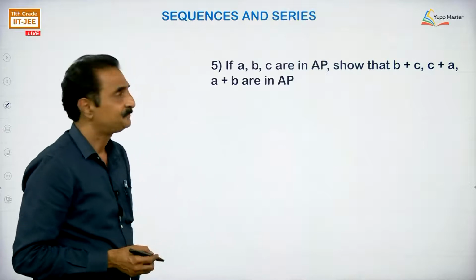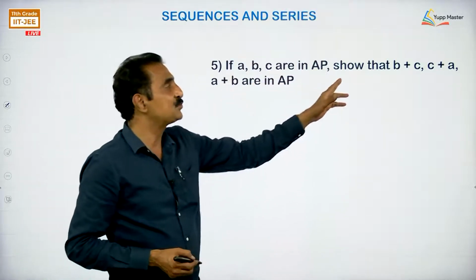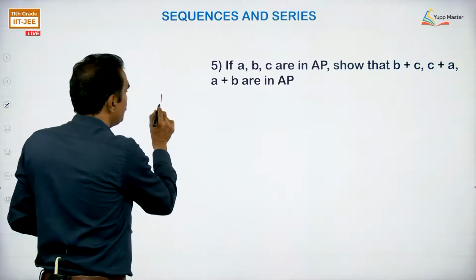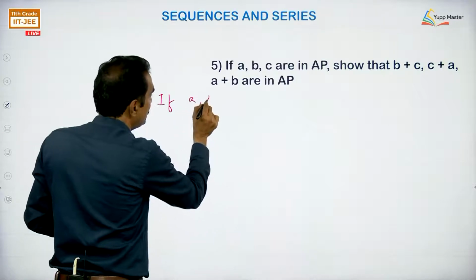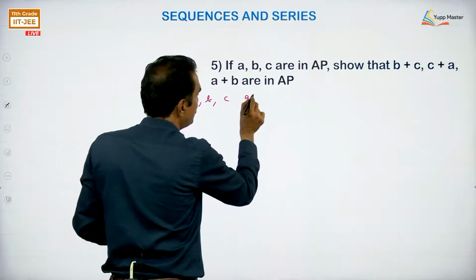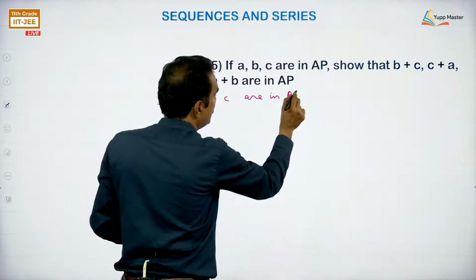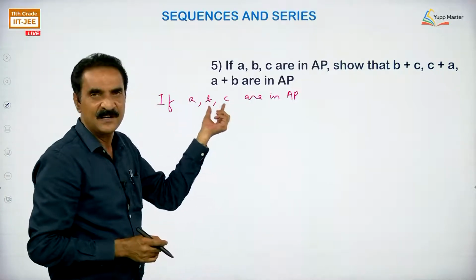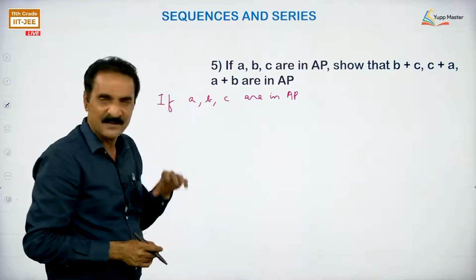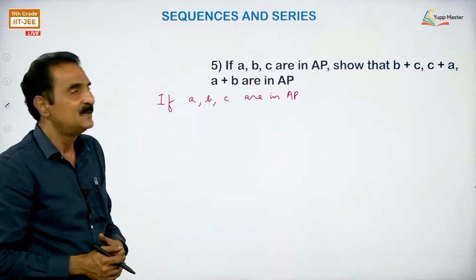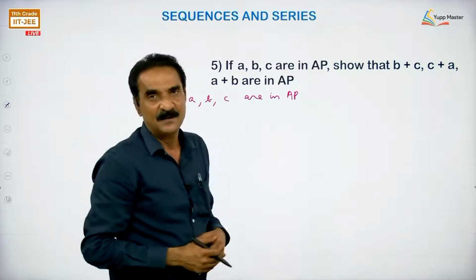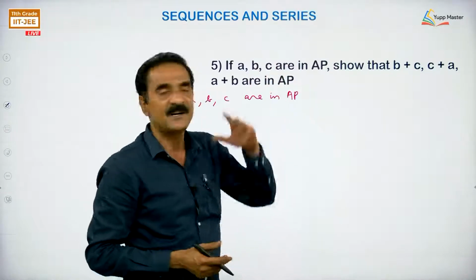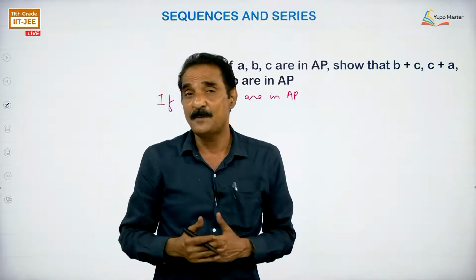Very simple question. If A, B, C are in AP, show that B plus C, C plus A, A plus B are in AP. If A, B, C are in AP, usually many of you will apply the formula: 2B is equal to A plus C or B is equal to (A plus C) by 2. But don't immediately apply that formula. In some problems we definitely apply that formula, but usually we will solve this kind of questions by using the properties. What are the properties?